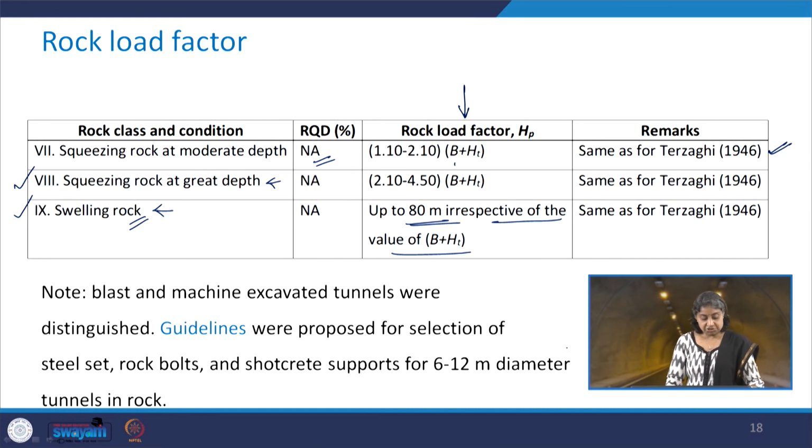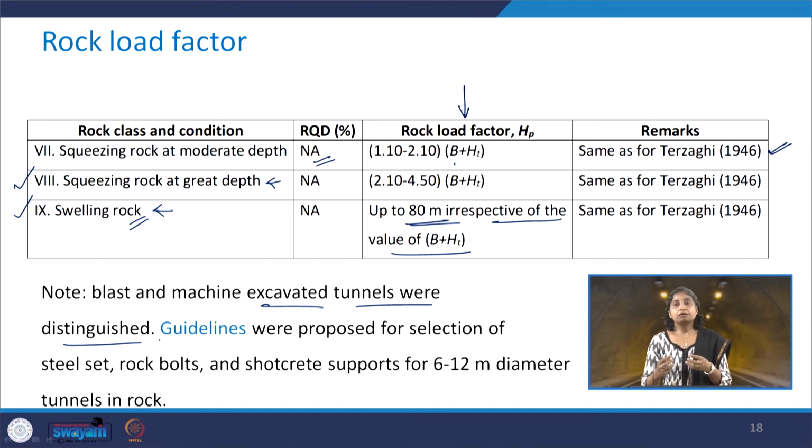One needs to note here that blast and machine excavated tunnels were distinguished, because when the excavation is made using blasting, there is more disturbance in the surrounding rock mass, and therefore the rock load factor will be influenced. But if you go for excavation using a machine like a tunnel boring machine, then the disturbance is relatively much lower. So, all those things were distinguished here.